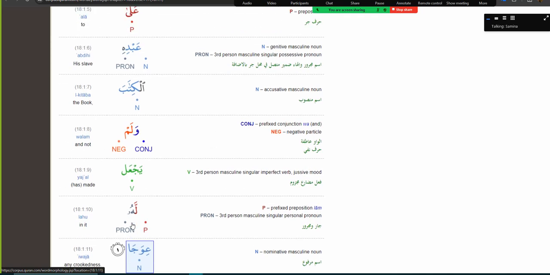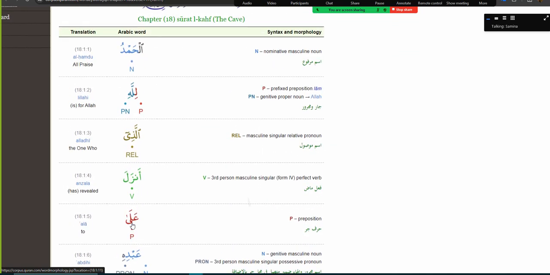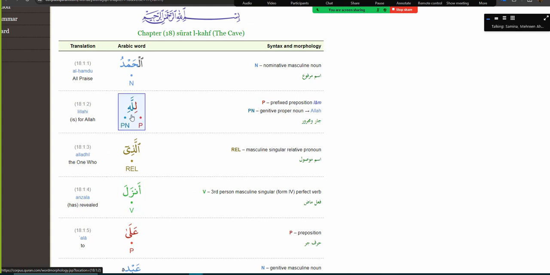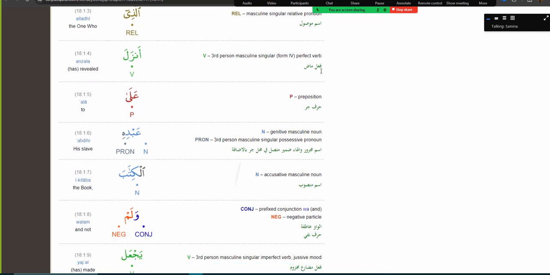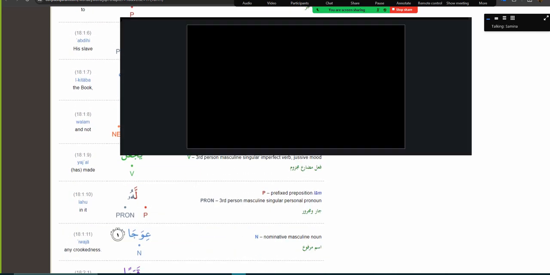And corpus.quran is really good, because it is color coded. Right? Lillahi, you know that li is in the red. It's marked as red because it is jar majroor. Ala, this is also marked as red. And allazi, this is marked as green. This is ism mawsul, and they have clearly given it. Right? So as a beginner, I would highly suggest that go to corpus.quran.com. You don't even have to open the Quran. Just open your phone, and then you can read this. If you have any questions, let me know.